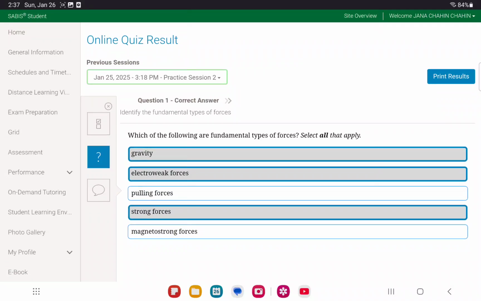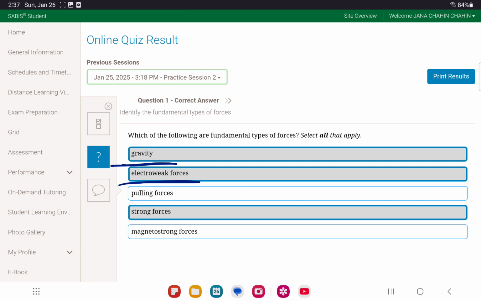Okay, this one you also have to memorize. There's no explanation for this one. Just need to remember gravity. We all know what gravity is. Electroweak, we're not supposed to know what the definition is for it till now. And then strong is the last one. Remember, they might trick you with magnetostrong. Magnetostrong, we have never heard of it.